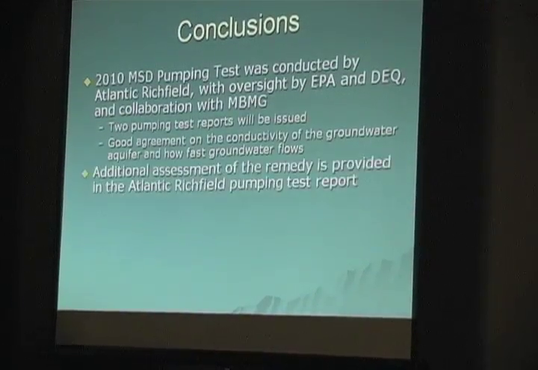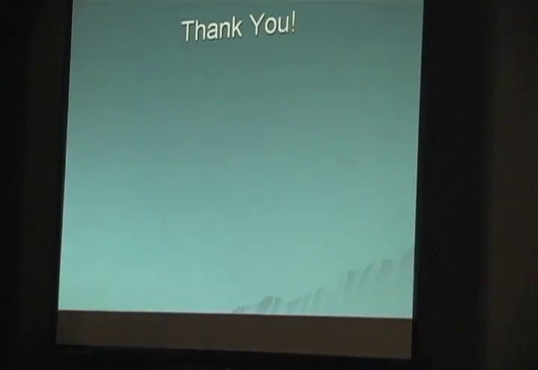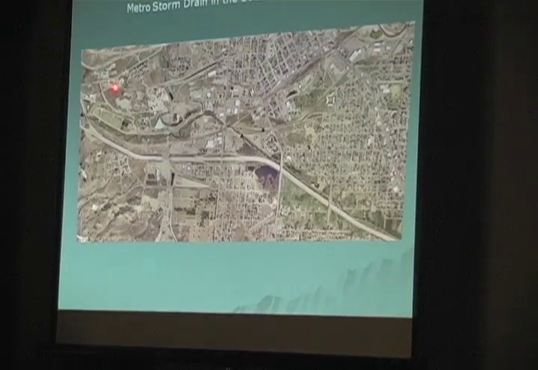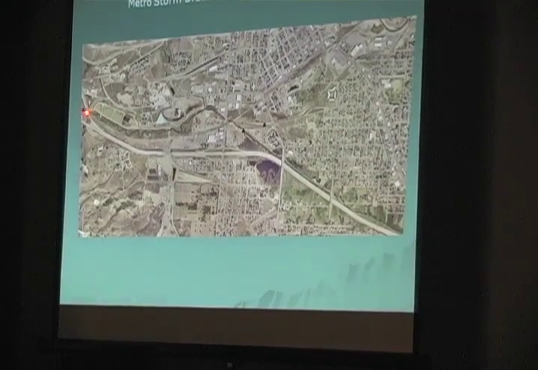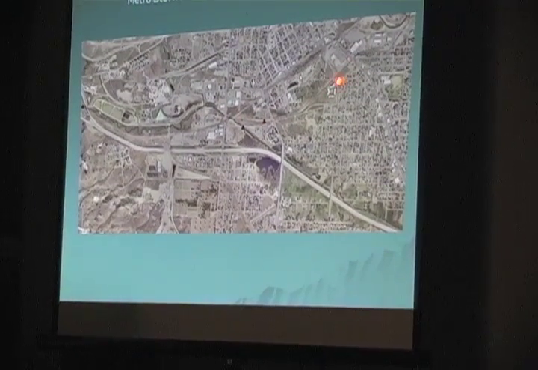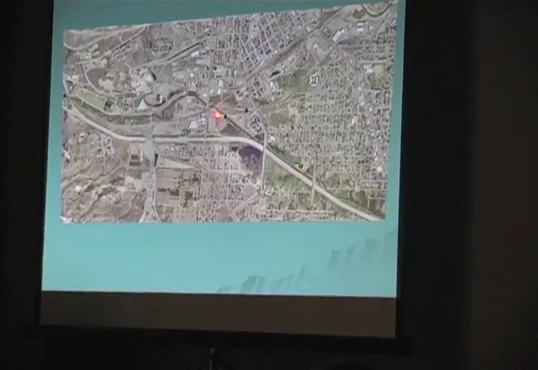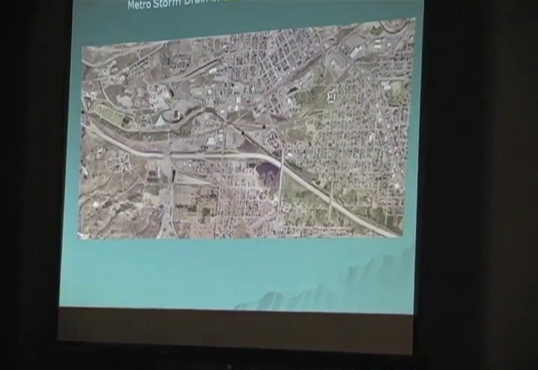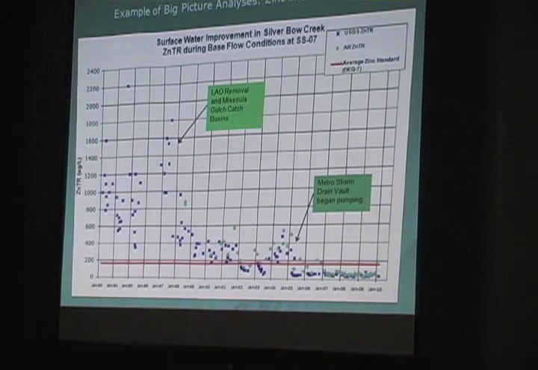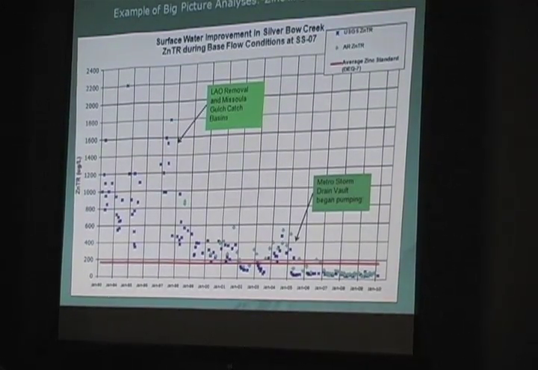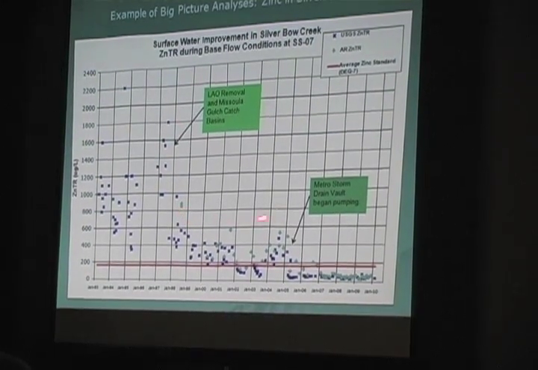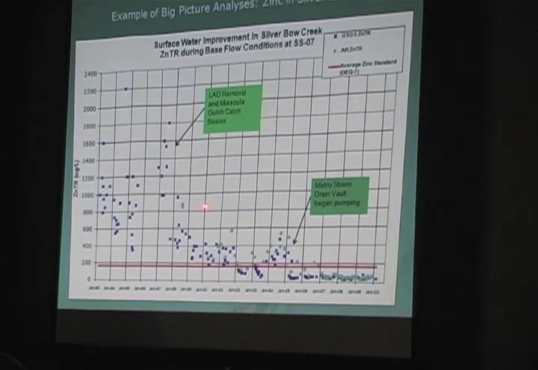You want to go back? I'm just gonna do a map here. SS7 is right here where the interstate crosses Silverboat Creek. Metro storm drain is way up here. Blackfoot Creek is on the... so this was the first removal effort, and quite a bit of impact in removing zinc. There's similar graphs for other metals.